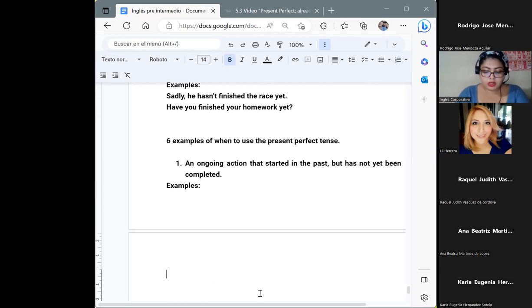It says, the professor has taught here for 2 decades. So in this case, we can see that these kinds of examples are related to some actions that start at a specific time in the past, and it's continuing until the present.